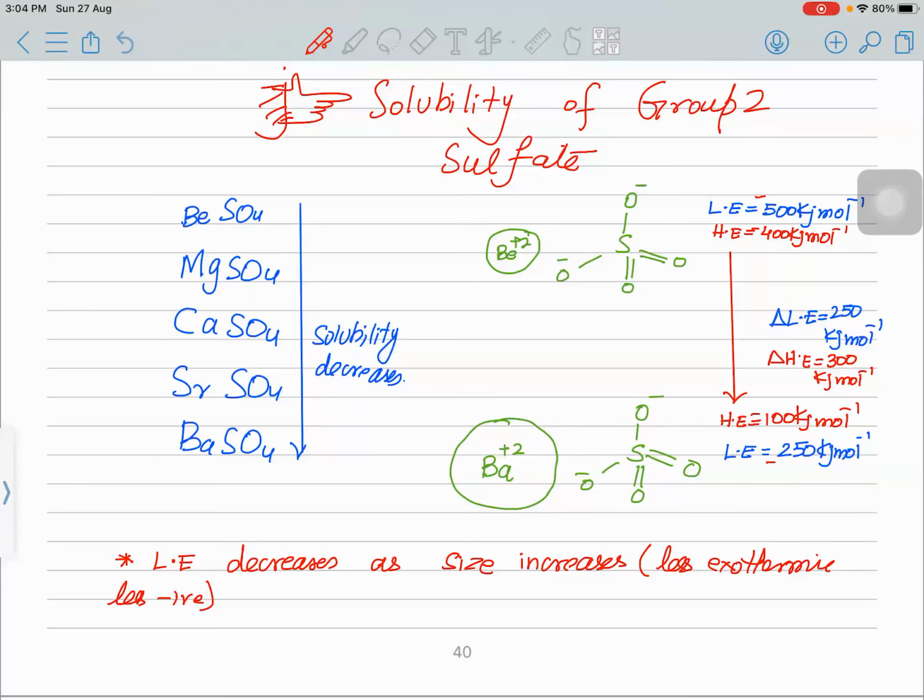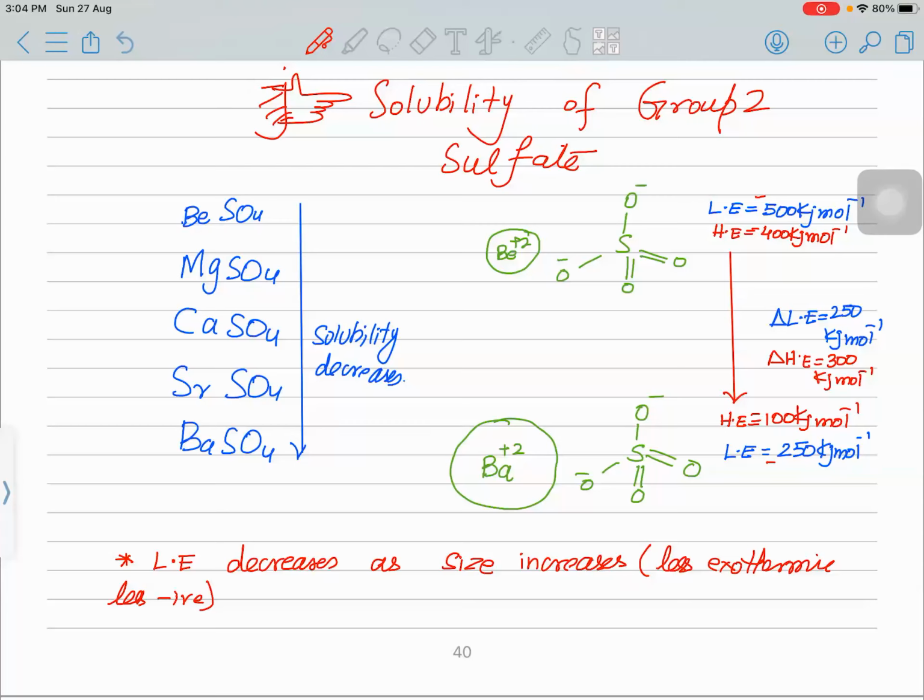Which one has less decrease? Lattice energy, sir. So lattice energy won. It means solubility decreases, because lattice energy is responsible for the stability of the salt. If you have less decrease in lattice energy, it means the salt is more stable.